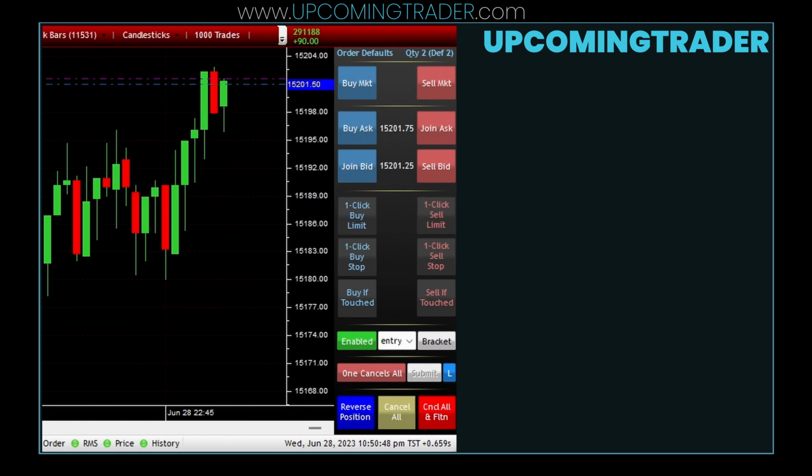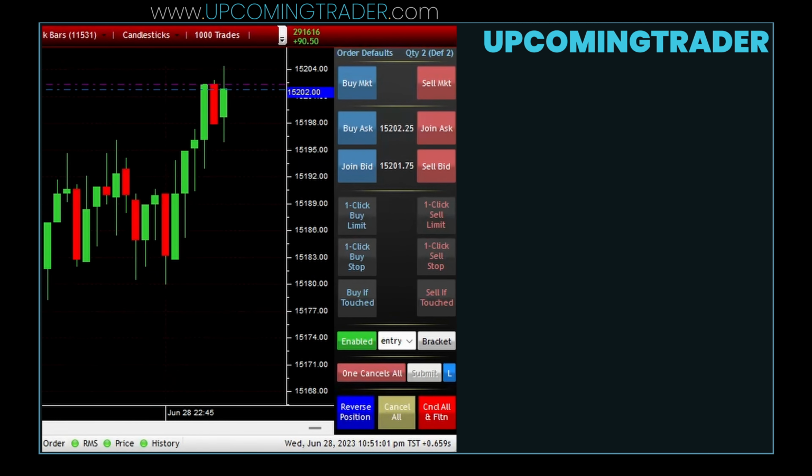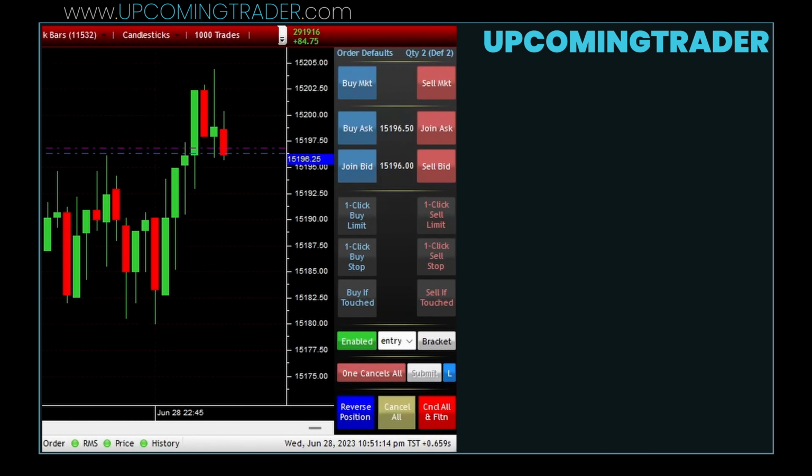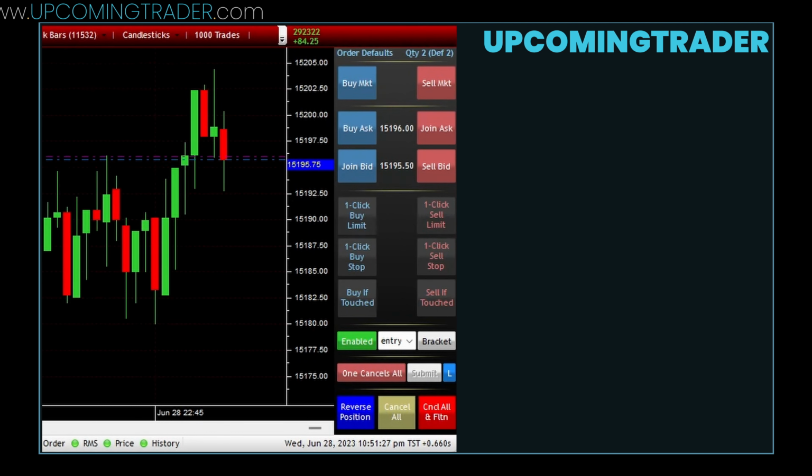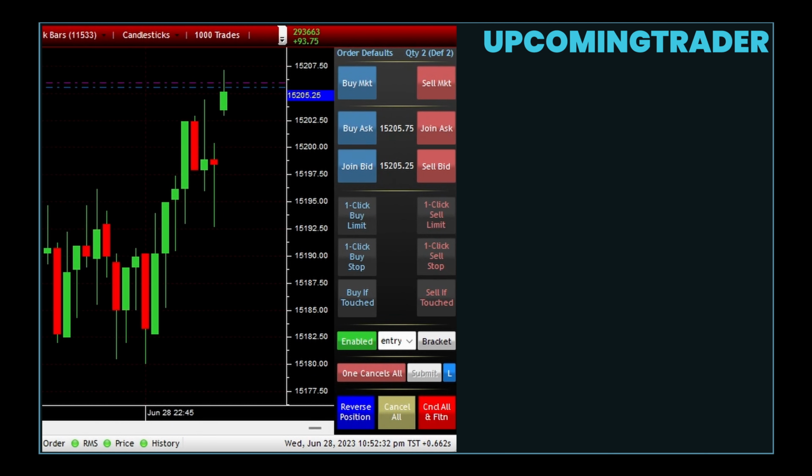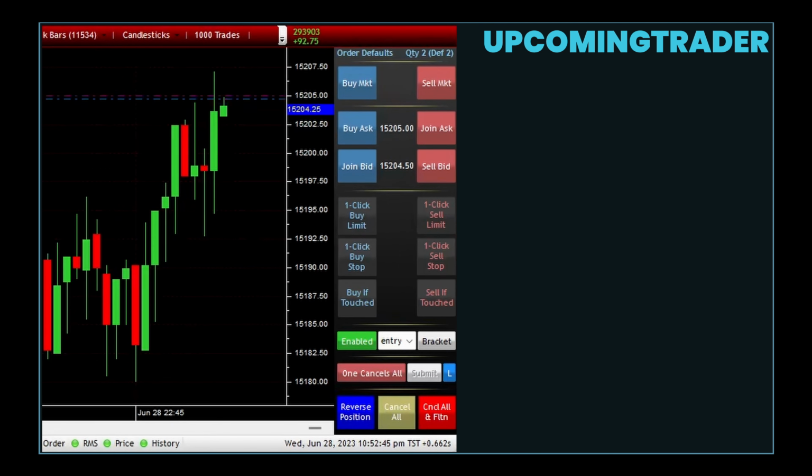Now, aggressive buyers will enter the market using a market order. A passive buyer will enter the market using a limit order. And on the other hand, an aggressive seller will enter the market using a market sell order, and a passive seller will enter the market using a limit sell order. These different order types affect the way the price moves in the markets.